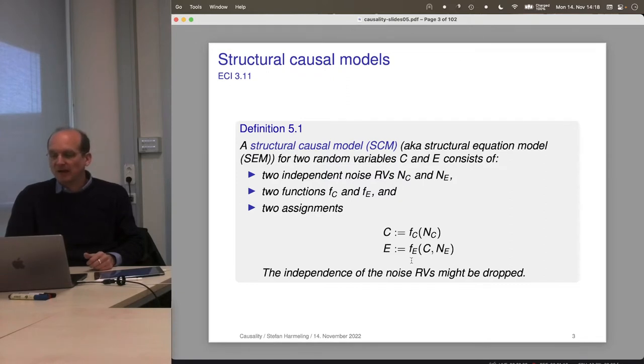And by having these assignment functions additionally, we get an asymmetry between the cause and the effect, right? In the joint distribution, there's no preference whether it's the first or the second variable. I can apply the product rule, either starting with the first variable, or starting with the second variable. So I can factorize it in two different ways, and the joint doesn't tell me which one is the right one.